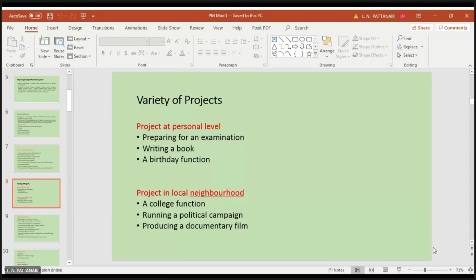So, projects in a local neighborhood. It is a little bit bigger than that. Suppose a college function, or running a political campaign for local body elections.